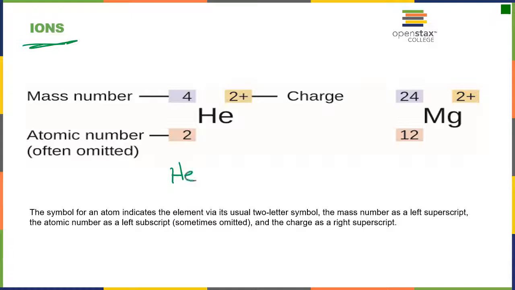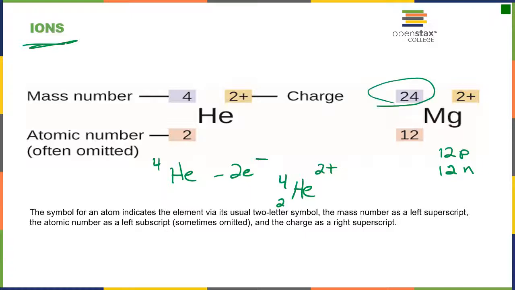So if we take helium-4, and we lose 2 electrons, it's going to make the helium cation. It's going to look like He, with a 4 as the mass number. The atomic number down here is often omitted because we know helium is 2. Why? Because we've got a periodic table. Magnesium, if I look at the isotope of magnesium such that it has 12 protons and 12 neutrons, making it magnesium-24, and it has lost 2 electrons, it's going to have a charge of +2, and we write the +2, the charge, as a superscript to the right-hand side of the symbol for the element.